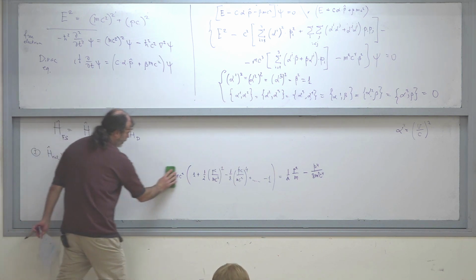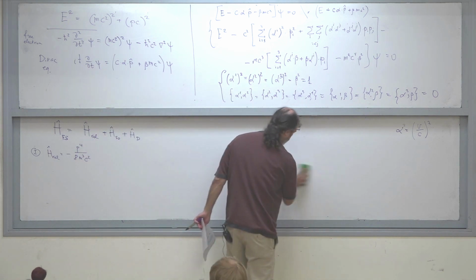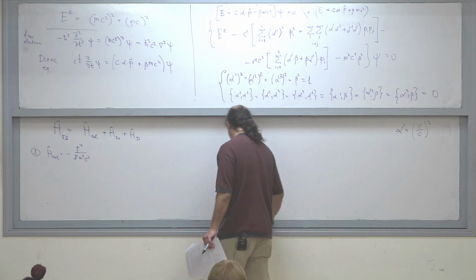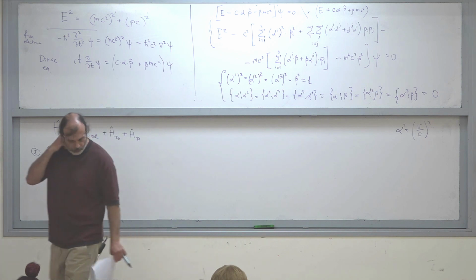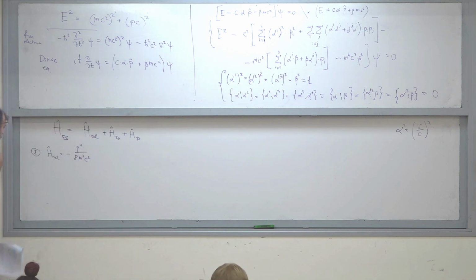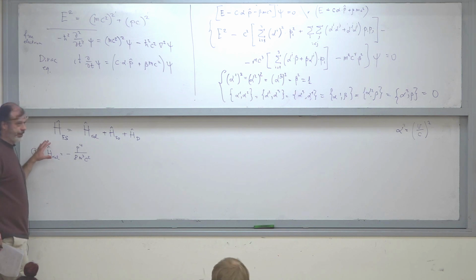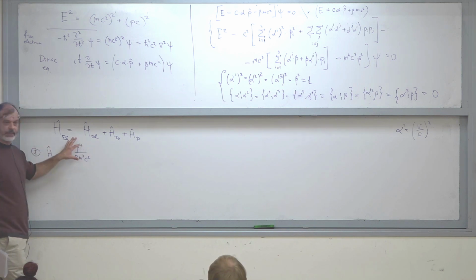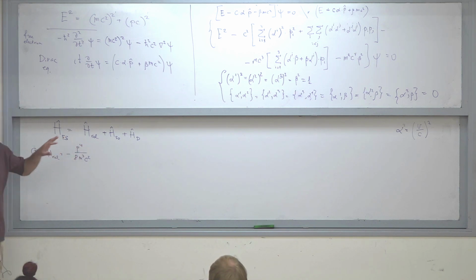So now, how do we do that? For those of you who are familiar with quantum mechanics 2, we do that by perturbation theory, because this is a small correction. So we just do first order perturbation theory.